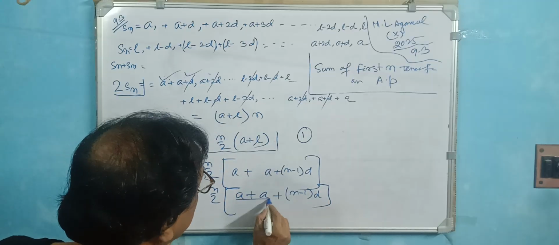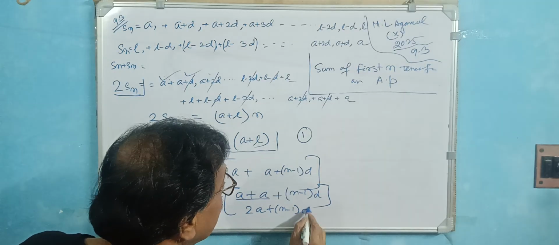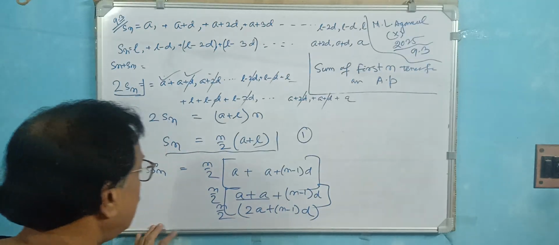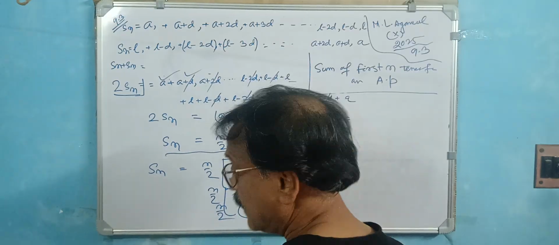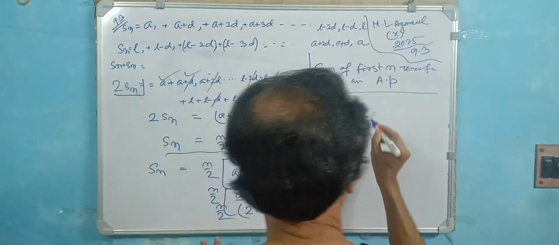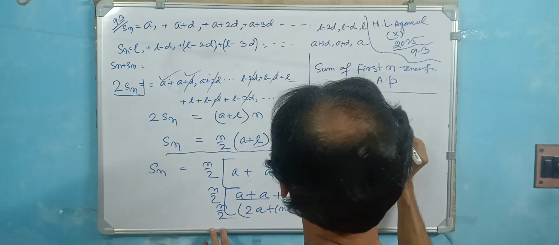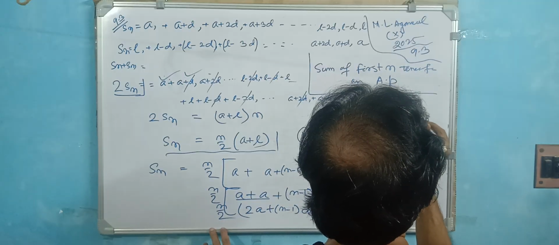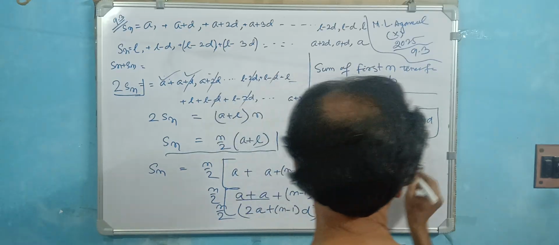So what is this? Actually, this is 2a + (n - 1) into d, with bracket also n by 2. So this is the next formula. Sn is also n by 2 (2a + (n - 1) into d). This is also a formula. This is the second formula.